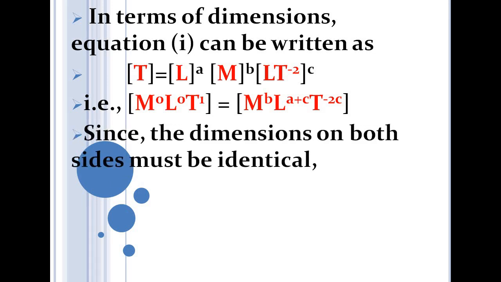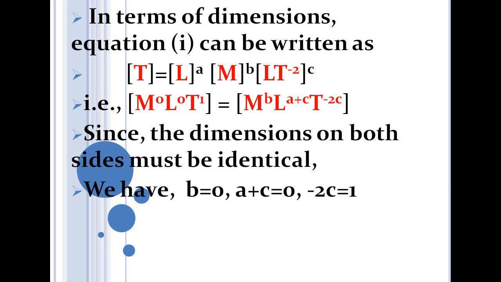Now on the basis of the principle of homogeneity, the dimensions on both sides must be identical; only then can we say the given relation is dimensionally correct. So all the terms in a physical relation must have the same dimension. Just compare the dimensions, equating the dimensions of each term. Mass has dimension 0, that means B equals 0. Similarly, A plus C equals 0 for the dimension of L. Similarly, for the dimension of time, minus 2C equals 1. B equals 0 is obvious from the first. What about C? C equals minus 1 by 2.